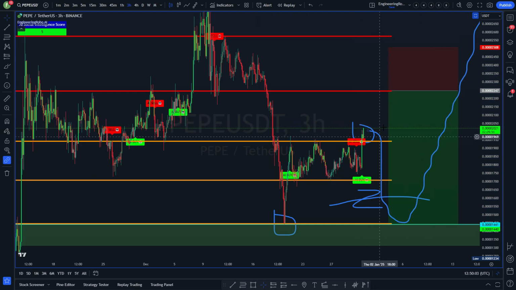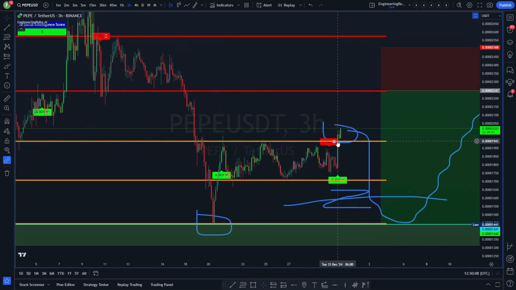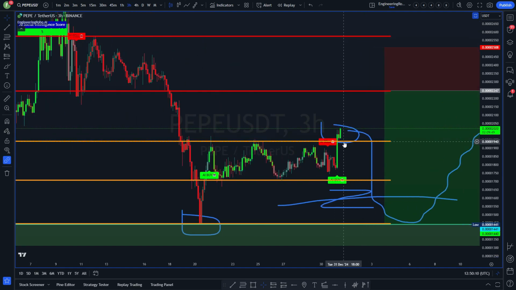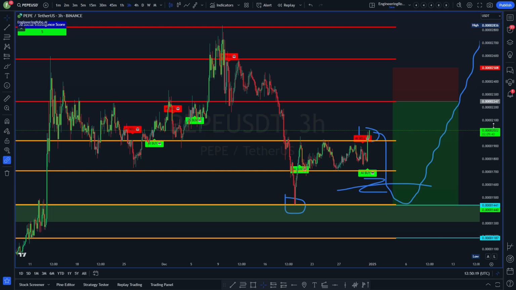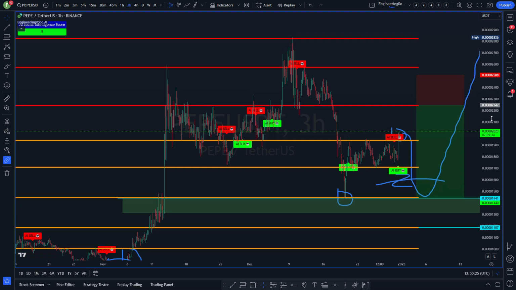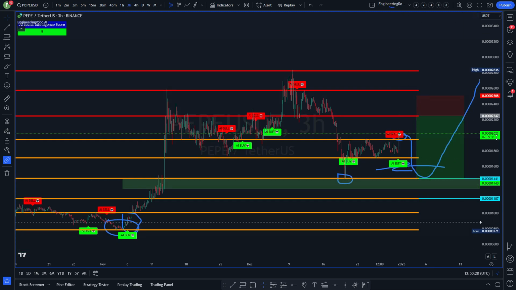I wouldn't be entering anywhere where price is currently as a sell, and I wouldn't be entering it as a buy at the moment. It's another coin that we can add to our watch list. But if PEPE is one that you're considering for your portfolio, then 1441 or 1187 are the price points that you want to be considering for this coin.